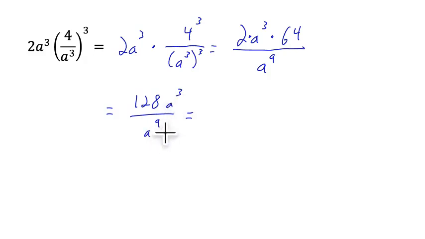And here we have the quotient rule. So we have 128 times a to the, well, let's see, 3 minus 9 is negative 6. But we don't want to leave a negative exponent in our answer. So we make a fraction and do 128 over a to the 6th power.